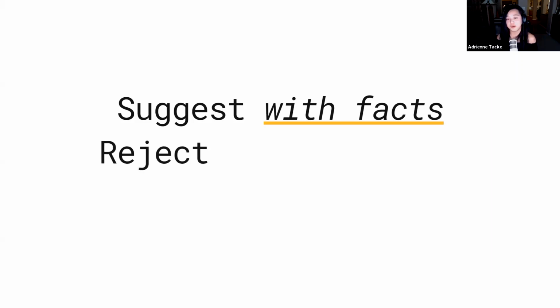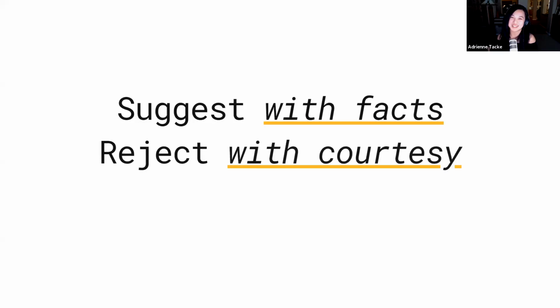Next, if you're going to reject, and we know that we're going to have to do this, I'm not saying code reviews should be all happy and rainbows and nobody hurts each other's feelings and all of that. There's going to be code that is just outright wrong, and you're going to need to reject those code changes. But when you do that, do so with courtesy. There's no need for snippy comments. There's no need for calling the dev out.